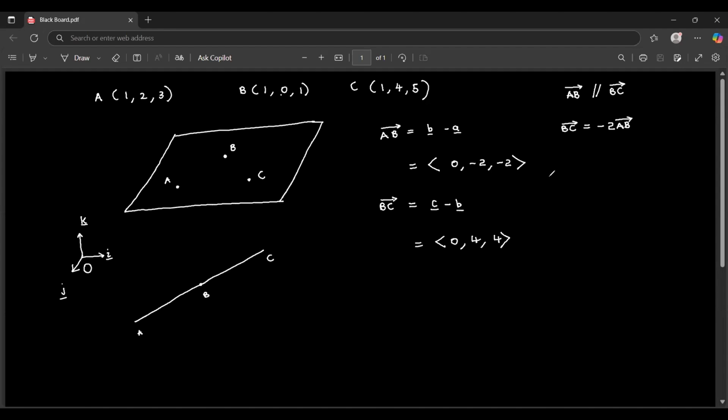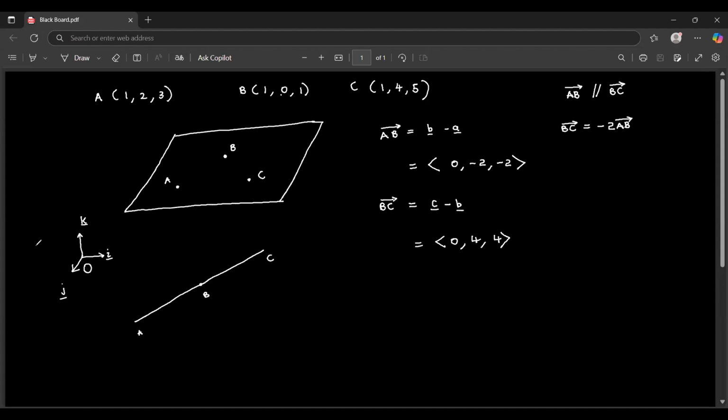If we have directions which are parallel to each other, we can't come up with the equation of a plane. We can only come up with the equation of a straight line. Therefore, in this question, we can't come up with a specific vector equation for a plane. So this is another type of question.